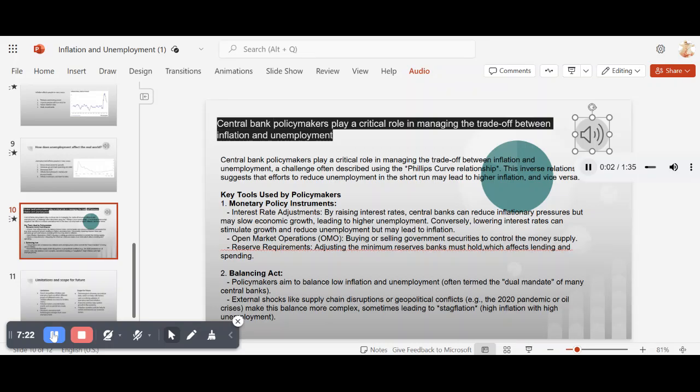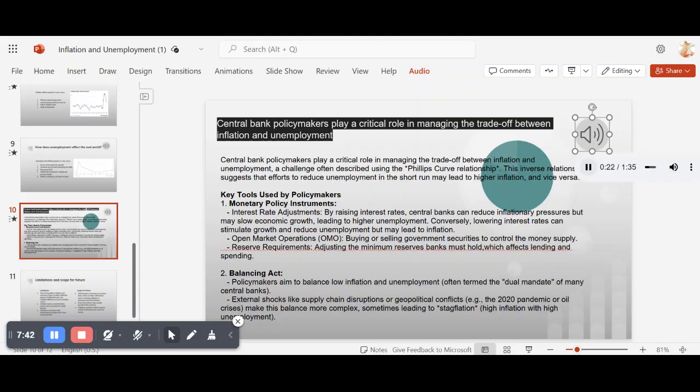Central bank policymakers play a critical role in managing the trade-offs between inflation and unemployment, a challenge often described using the Phillips curve relationship. This inverse relationship suggests that efforts to reduce unemployment in the short run may lead to higher inflation and vice versa.